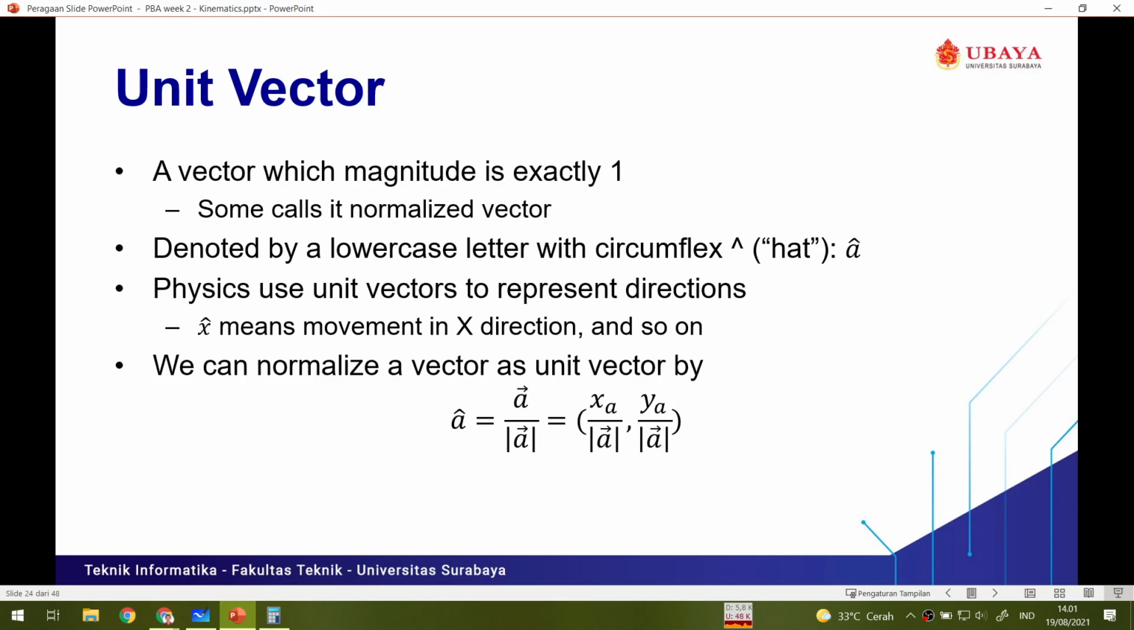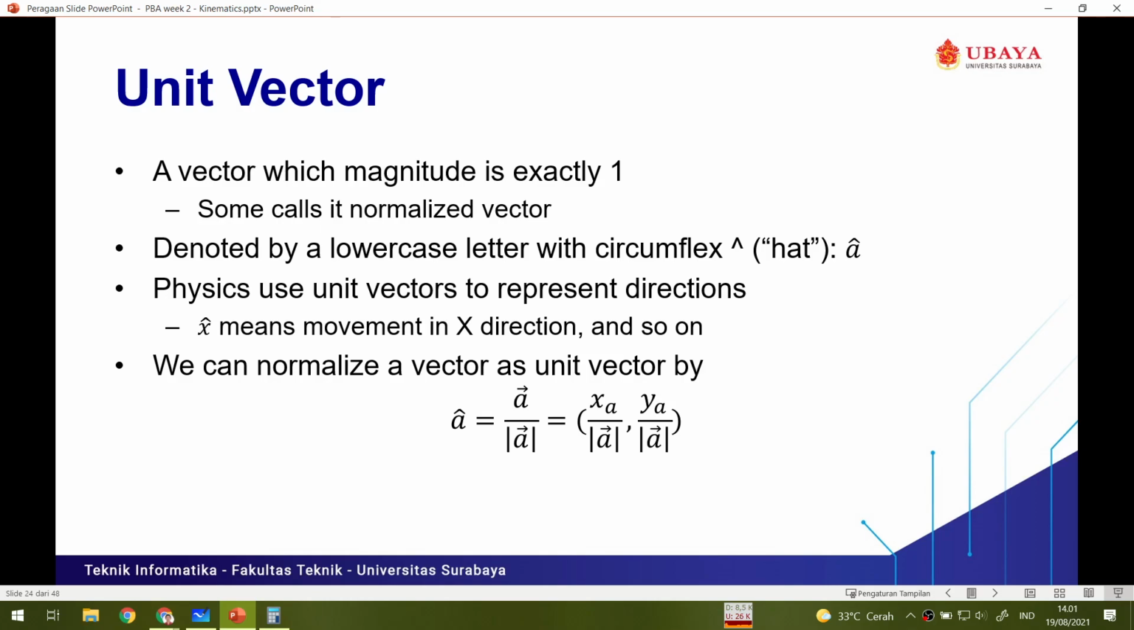And then we have a unit vector. A unit vector is a vector whose magnitude is exactly 1. That's why they are called unit vectors. Some also call it a normalized vector. If you remember from last week, something normal is something that ranges between 0 and 1, so it is also called by the term normalized vector.